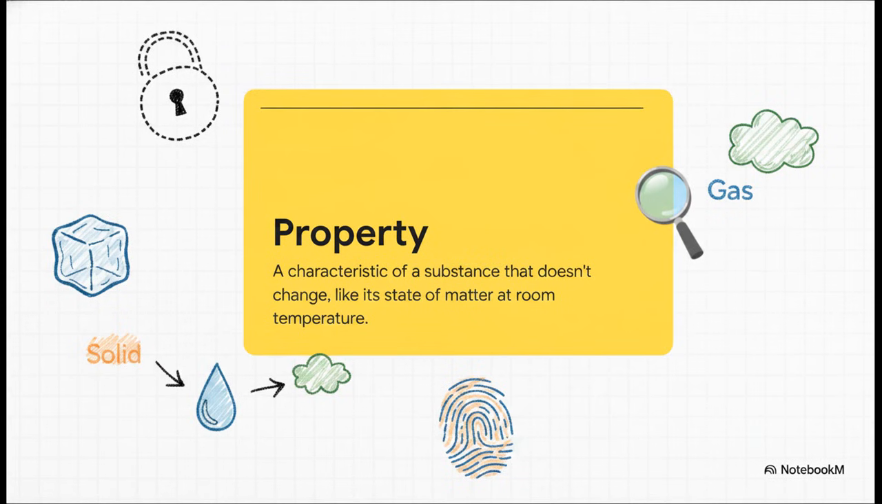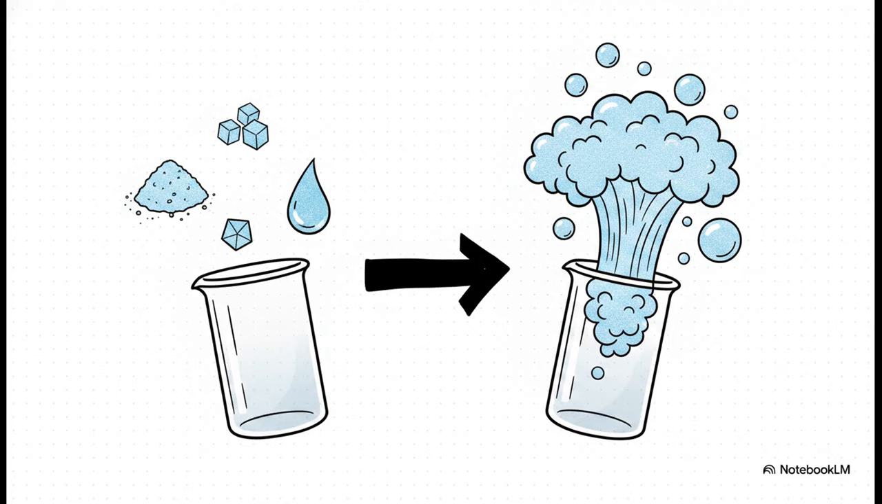To answer this, we have to lean on a key model idea in science, the concept of a property. A property is a fundamental characteristic of a substance that simply does not change. For example, a substance's state of matter at room temperature, whether it naturally exists as a solid, a liquid, or a gas, is a locked-in property. It's like a reliable fingerprint for that specific substance. And this brilliantly illustrates our proof.